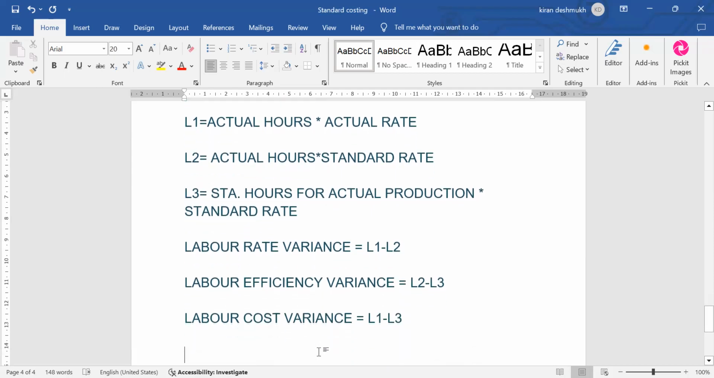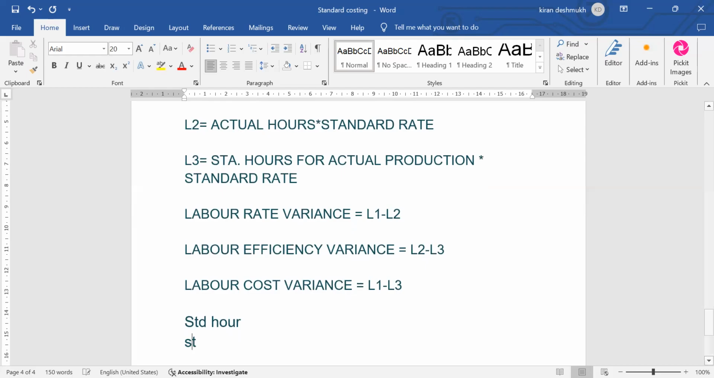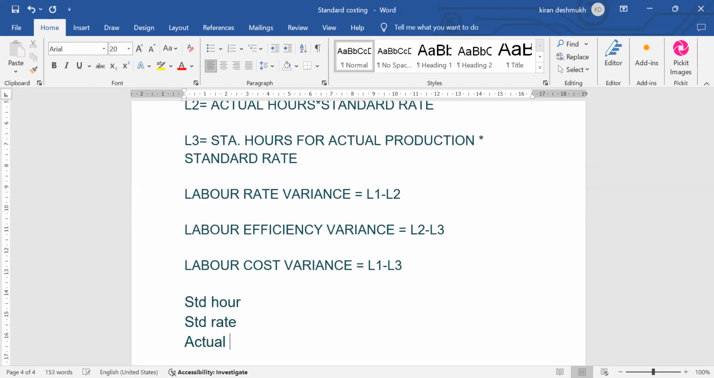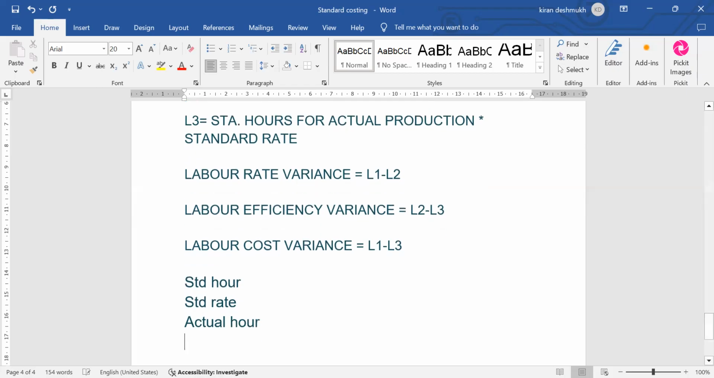In the case of labor we use the term standard hours, whereas in material it is quantity. Here it is hours, standard rate, then actual hours and actual rate. Only these things you have to use. Accordingly, you have to apply the formula and use it. I hope it is clear.